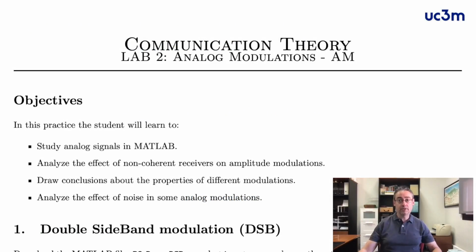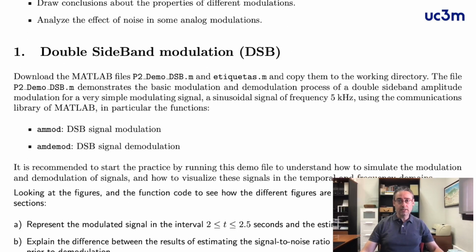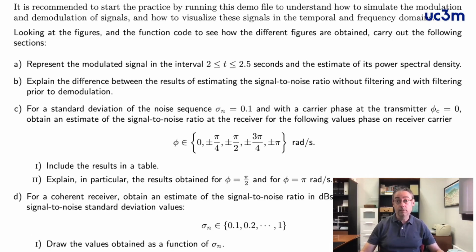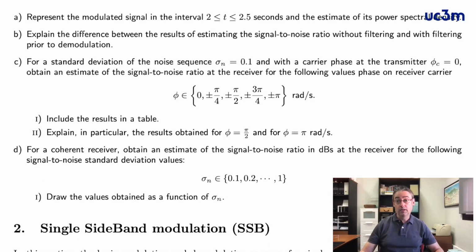The second lab session is dedicated to analog modulations, in particular to the amplitude modulations, and we will start with a double sideband modulation. In this case, the modulating signal is a very simple signal, a sinusoidal with a frequency of 5 kHz. In this first exercise, we will plot the modulated signal, its power spectral density, we will analyze the effect of a non-coherent receiver, and we will plot the performance, the signal-to-noise ratio for a coherent receiver.